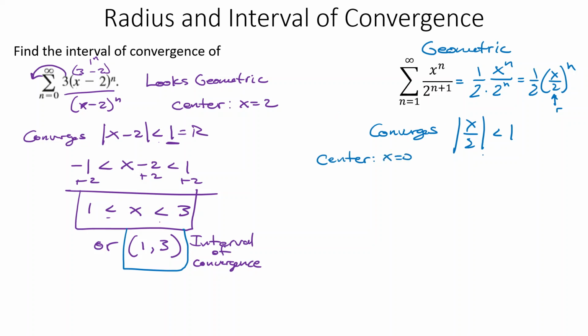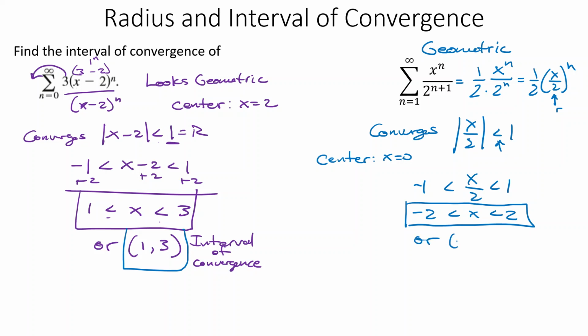Now we can solve this inequality. We can say, okay, well, this is the same thing as x over 2 is less than 1 and greater than negative 1. We can multiply all the sides by 2. So we get negative 2 is less than x is less than 2. And right there, again, since it was geometric, we don't have to test the endpoints. If it was not geometric, we would have to test it. If we did the ratio test, we had to test the endpoints because at 1, it's inconclusive. But here, since it's strictly less than, we know that this is the answer.